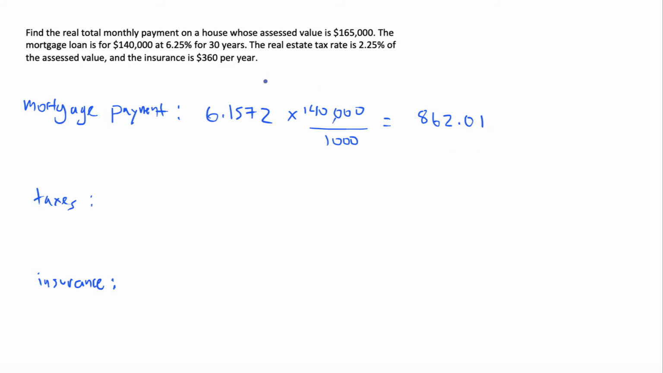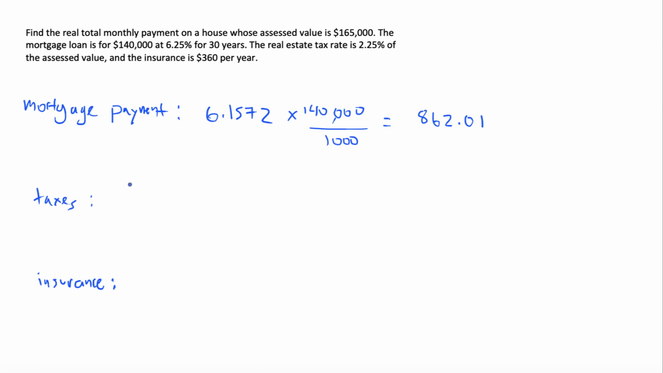Now to find the taxes, they are always based on the assessed value. Notice that the mortgage loan, the amount that we're borrowing to purchase the house, is $140,000, but in this case, the assessed value is $165,000. The county will always send you a letter every year telling you what they believe the assessed value is. Also, when you want to buy or sell a home, you're always going to want to make sure you get this amount.